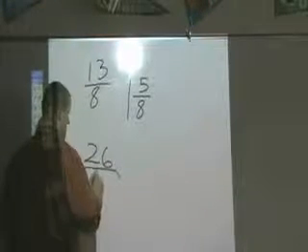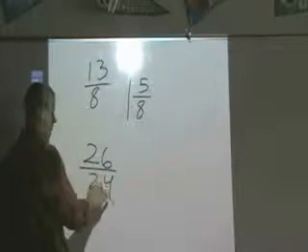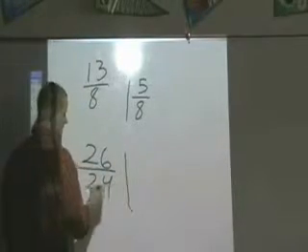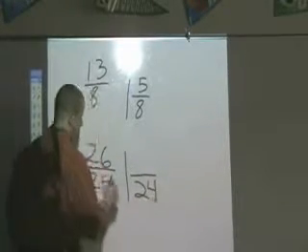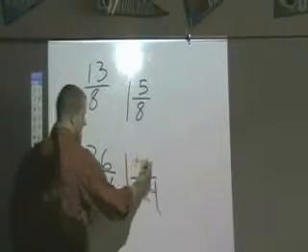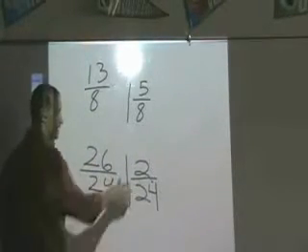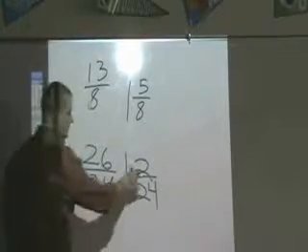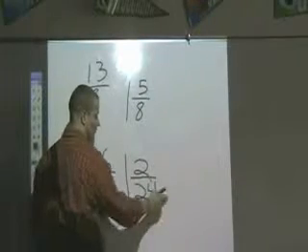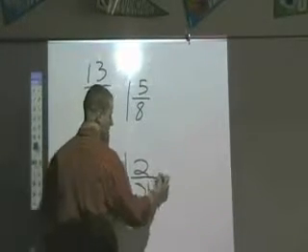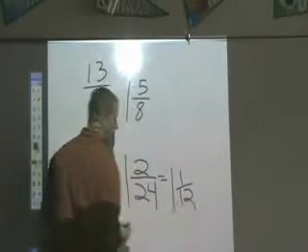26 over 24. So, 24 can go into 26 once. My denominator stays the same. 26 take away 24 is 2. So my answer would be 1 2/4. If I reduce this, 2/4 could be reduced down: 2 can go into 2 once, 2 can go into 24 twice. That would equal 1 and 1/12.